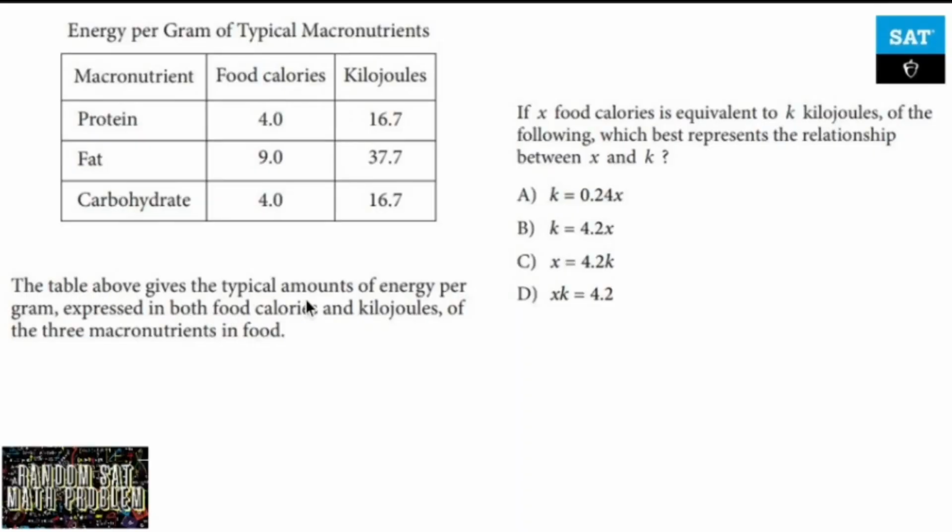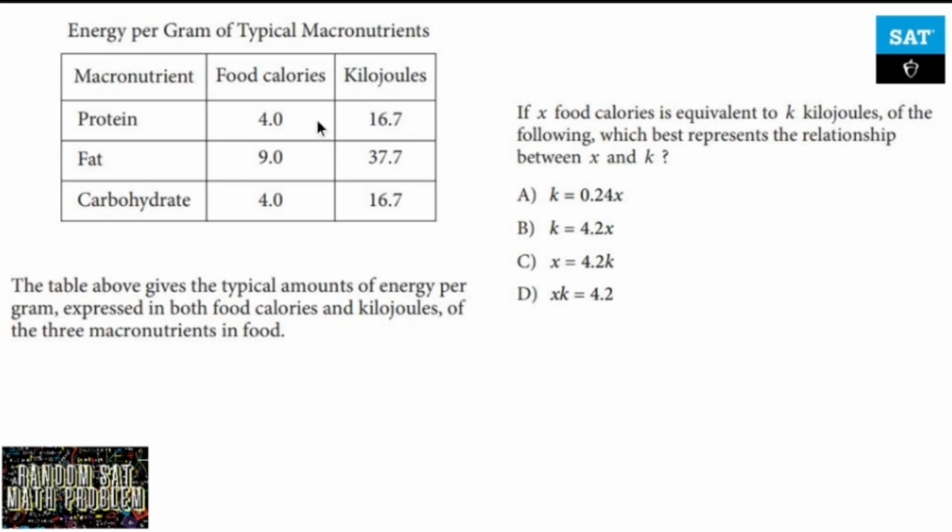The table above gives the typical amounts of energy per gram expressed in both food calories and kilojoules of the 3 macronutrients in food. I've heard of joules, but kilojoules, never heard of that. All right, so protein is 4 in food calories, 16.7 kilojoules, whatever that means. Fat is 9, 37.7, and carbs are the same as protein. If x food calories is equivalent to k kilojoules, which of the following best represents the relationship between x and k?